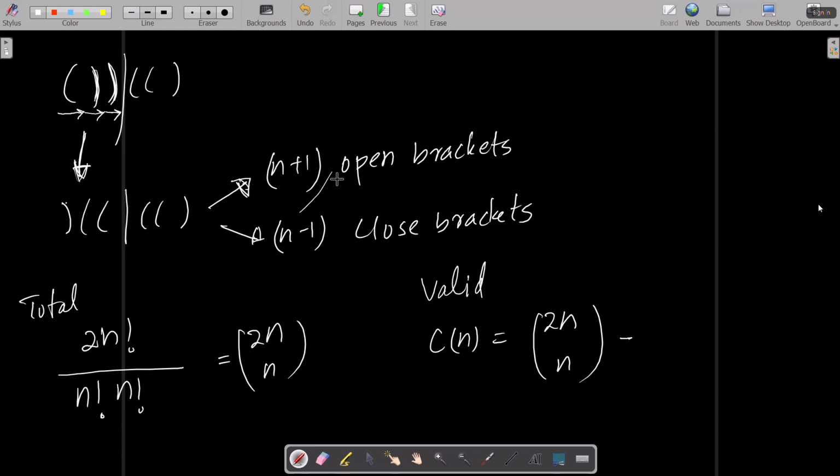So for the invalid ones, what is the condition? Instead of taking n open brackets and n close brackets, we will take n plus 1 open brackets and n minus 1 close brackets. So it would be 2n choose n plus 1. With this we can calculate the Catalan number, and we can actually simplify this: 2n choose n, minus 2n choose n plus 1.